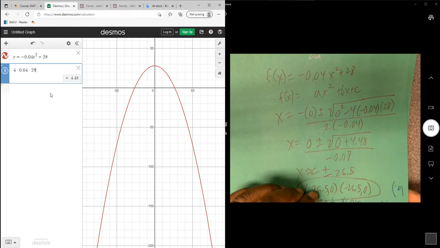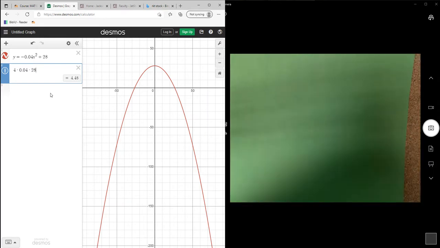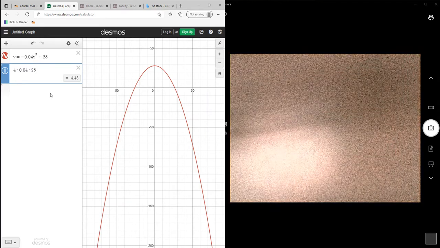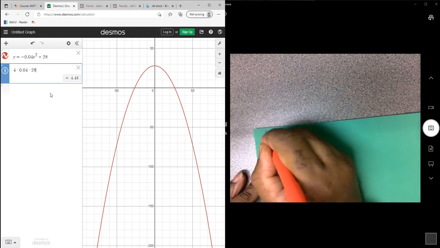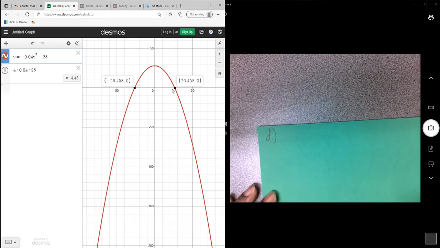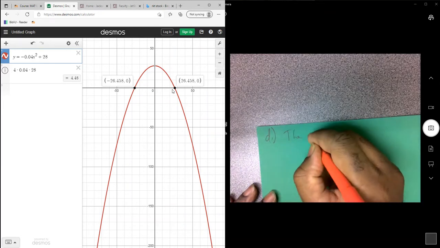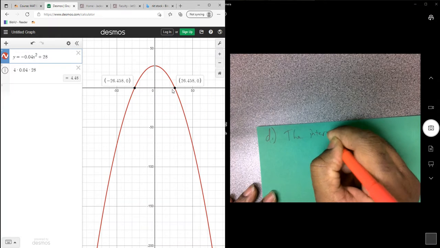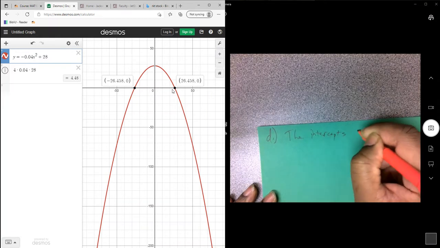Now that took care of A, B, and C. Now we're going to go to D. It says graph the function on your graphing calculator and check the accuracy of the intercepts you determined in part C. So if you go here, the intercepts are the same. So we would say the intercepts are the same.